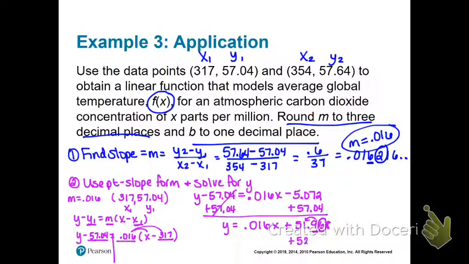So we could put plus 52.0. You don't have to put the 0.0 though. Okay, so we still have our 0.016x in front of it equals, and instead of putting y, I'm going to go ahead and put f of x. And so this is our equation that it asked for.